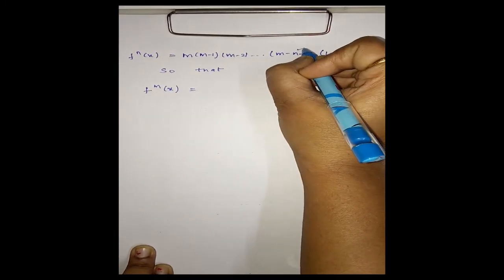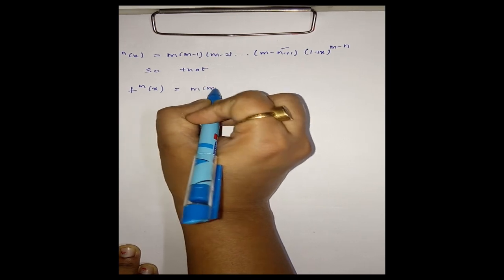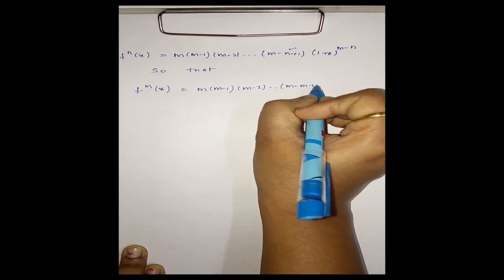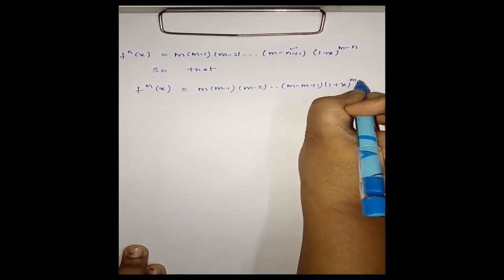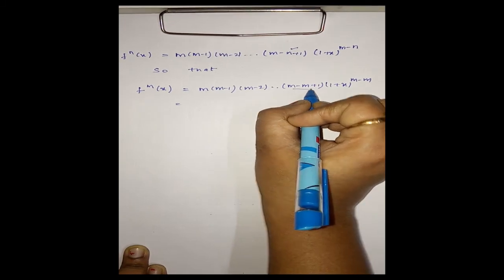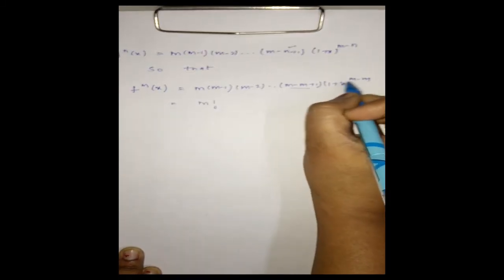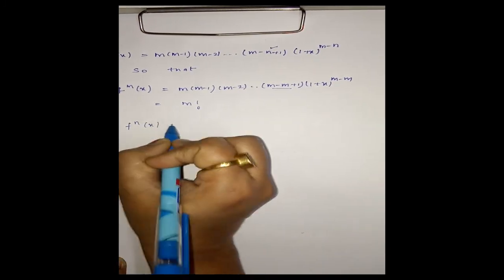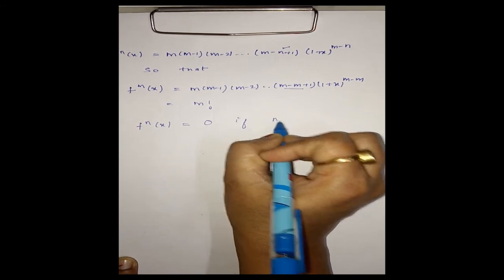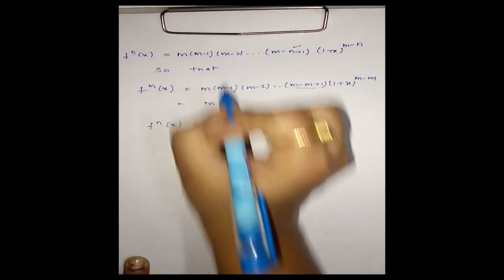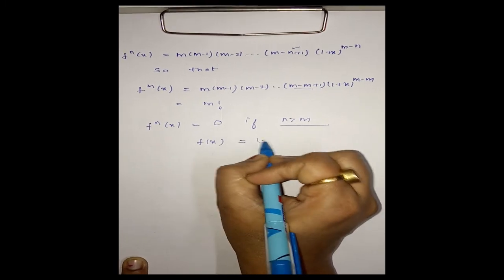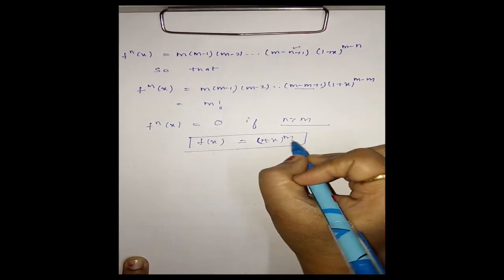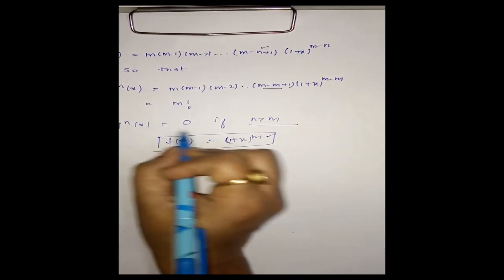Now taking n to be m here, we have m(m − 1)(m − 2)...(m − m + 1)(1 + x)^(m − m). That is, this is m factorial, and this is (1 + x)^0, that is 1 only. And f^(n)(x) = 0 if n is greater than m, since the power of this (1 + x)^m is m. When n is greater than m, then the nth derivative will be 0.